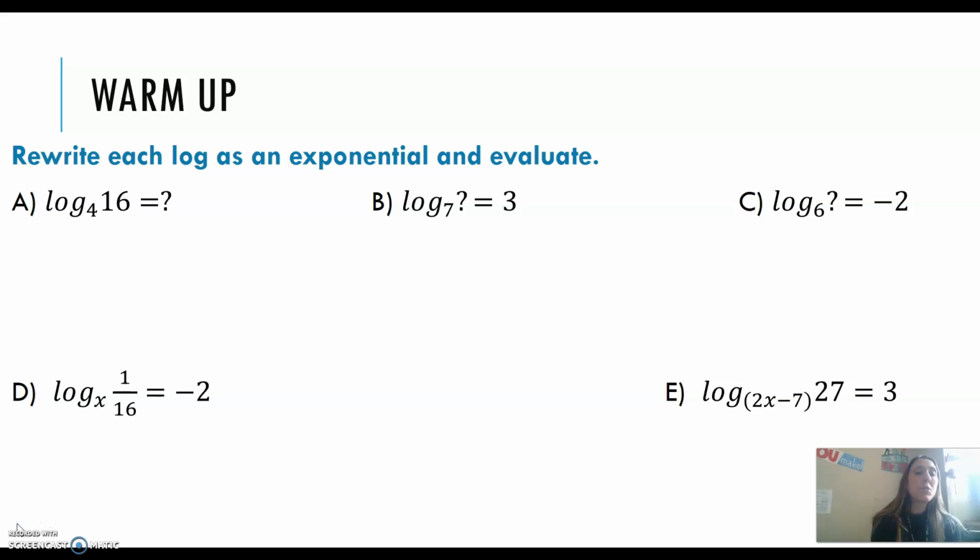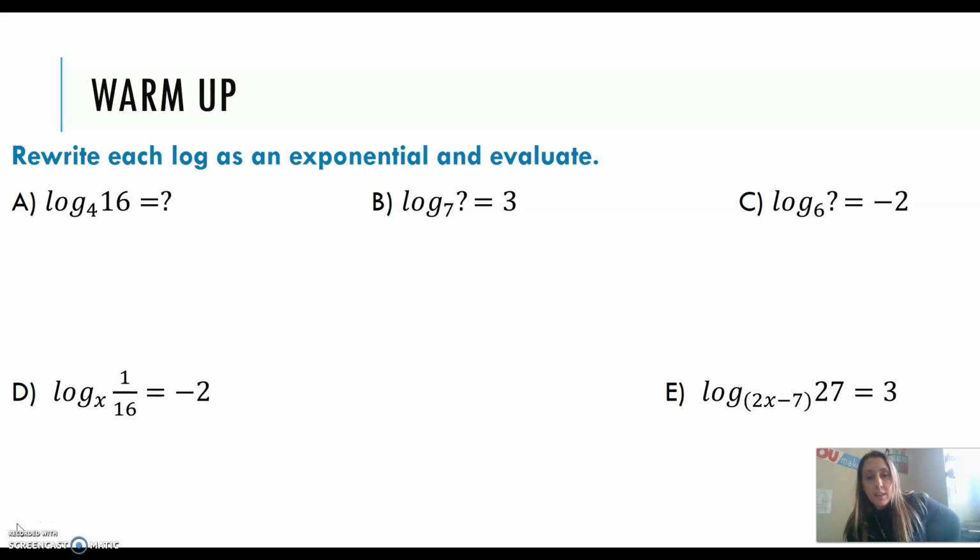Okay, so the first one, you should have gotten log base 4 of 16 equals 2, because 4 squared is 16. We are going to get 27 for B. For C, we get 1 over 36. D is going to be 4, because 4 to the negative second is 1 over 16.